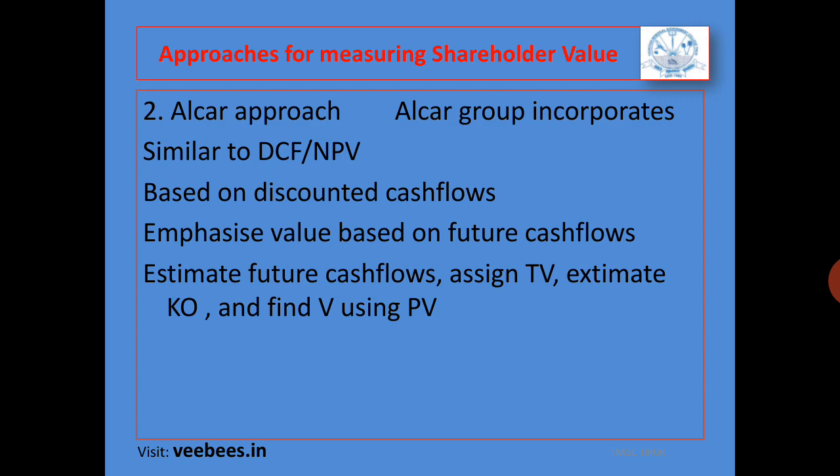Then we will estimate the Ko, overall cost of capital, for example 10%, 5%, etc. And we will find the values using PV, present value factor. For example, if it is 10%, we will find the present value factors like 0.9, 0.8, 0.6, etc. Based on these present value factors, we will find the value of the firm.